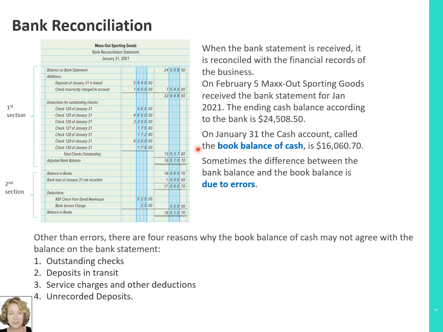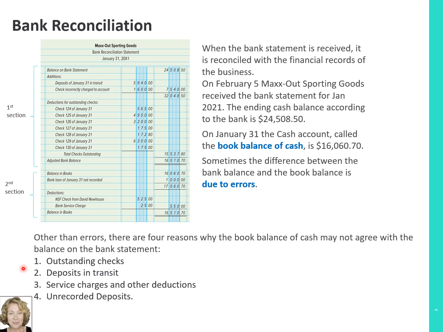Well, sometimes the difference between the bank balance and the book balance is due to errors. The bank might make an arithmetic error, give credit to the wrong depositor, or charge a check against the wrong account. Other than errors, there are really 4 reasons why the book balance of cash may not agree with the balance on the bank statement.